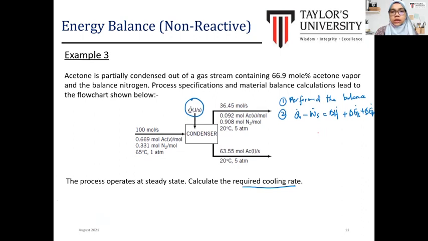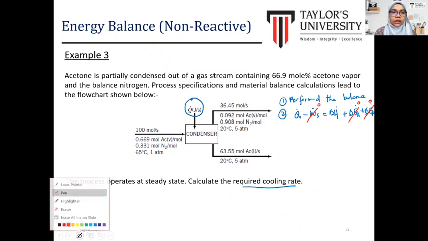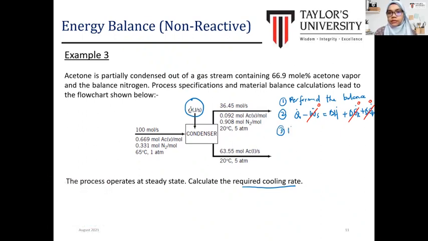Since this is a condenser, our system has no moving part, so the shaft work is equal to 0. For the kinetic energy, there is no mention of the velocity, so we can ignore it as well. The potential energy can also be ignored by assuming that all the streams are leaving and entering the system at the same elevation. And then the third step is to choose the reference state.